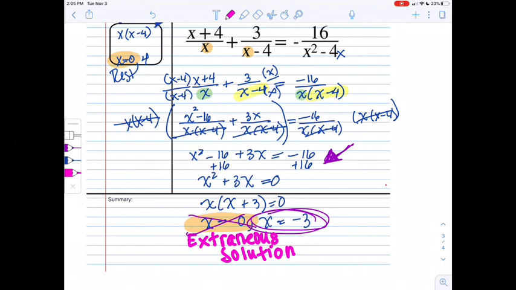So the only solution that works here is this one here that I circled in purple and I'm now outlining in pink a little bit. So 0 is an extraneous solution, and the only solution that works is x equals -3.